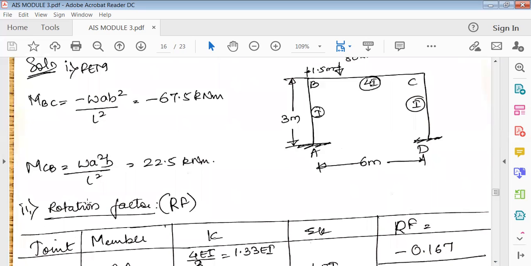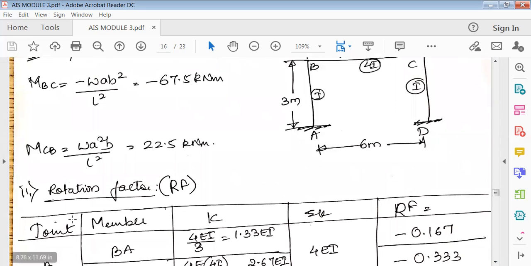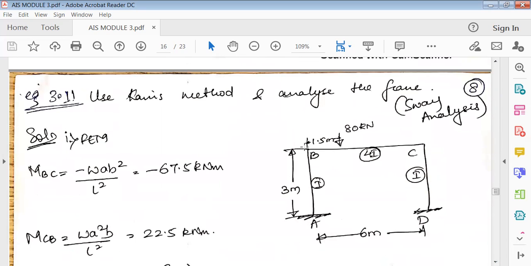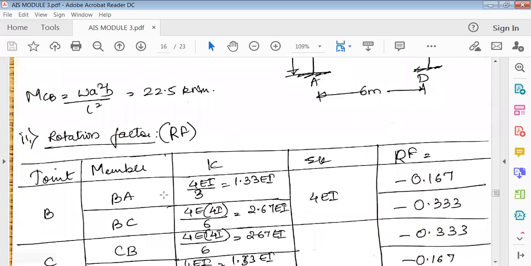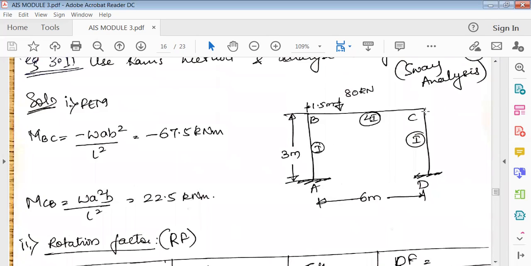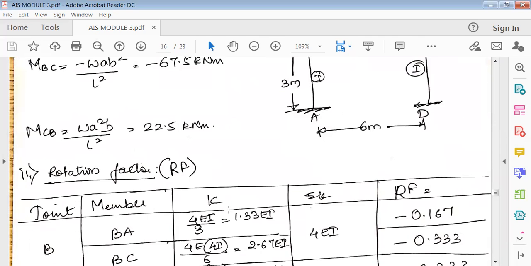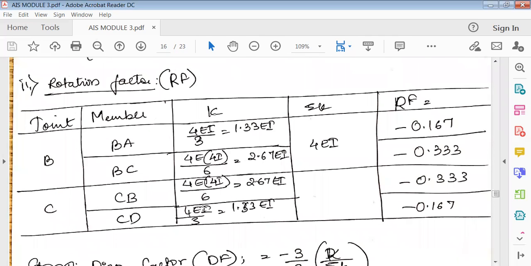Next is finding the rotation factor. When finding the rotation factor, it would be joint B. In joint B, it connects BA and BC. Next, similarly, joint C, which connects CB and CD. So we'll calculate one by one.